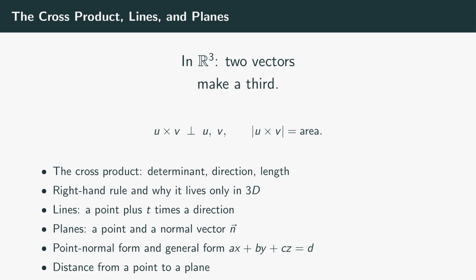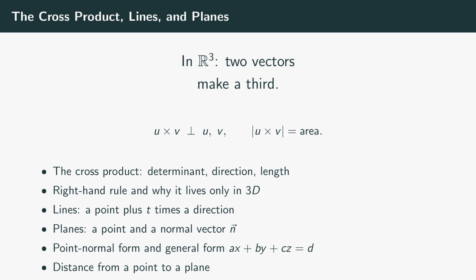Welcome back. So far, our vectors have added, scaled, and combined through the dot product. Today we meet a second product that exists only in three-dimensional space, and then we put it to work building the two flattest, most useful objects in geometry, the line and the plane. The star of the episode is the cross product.